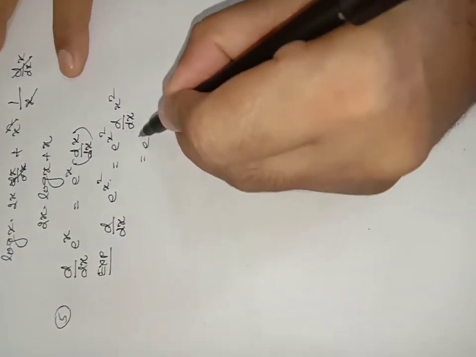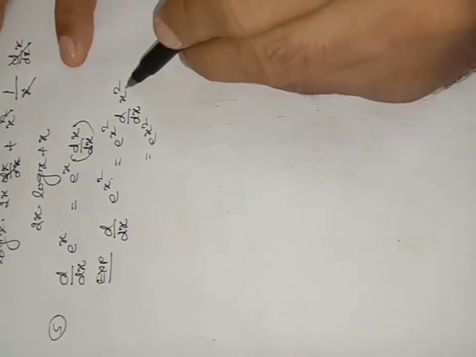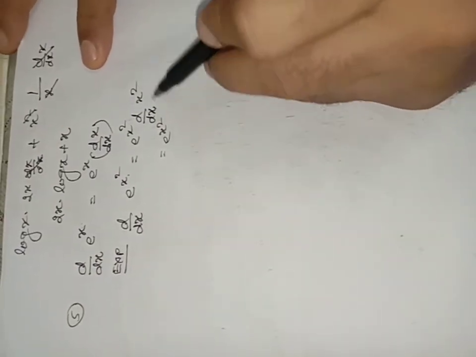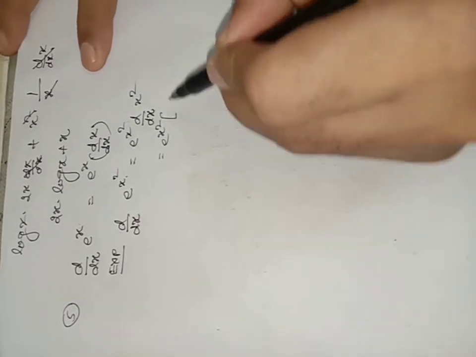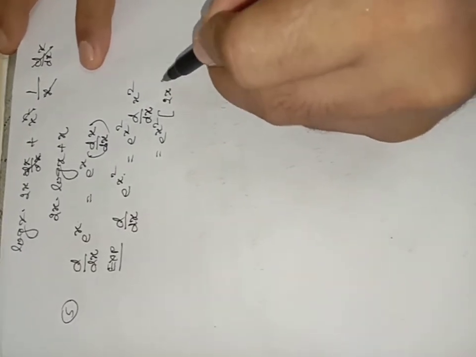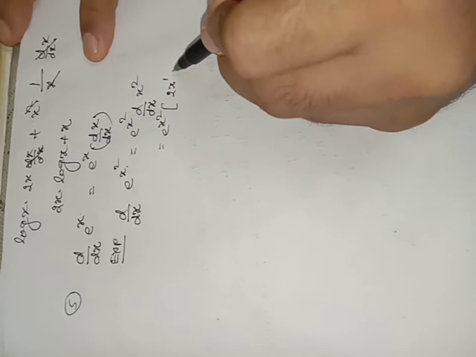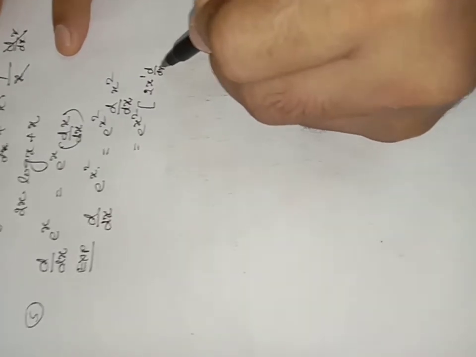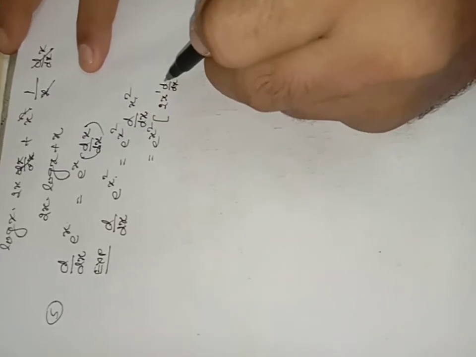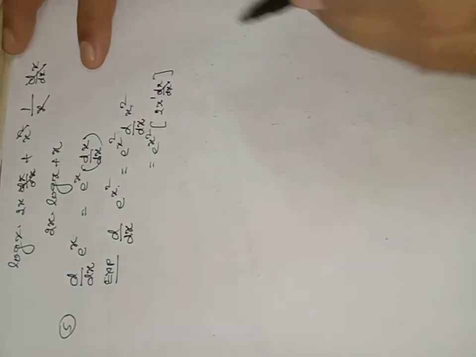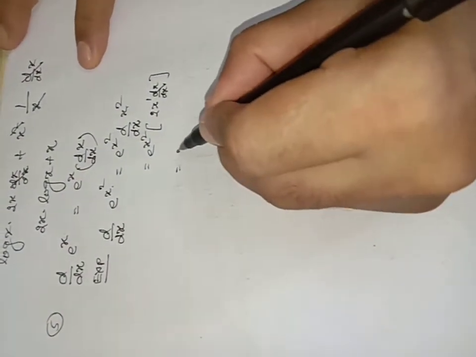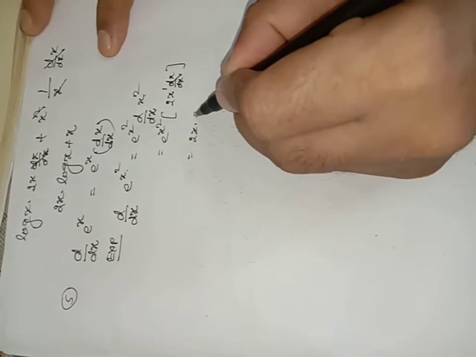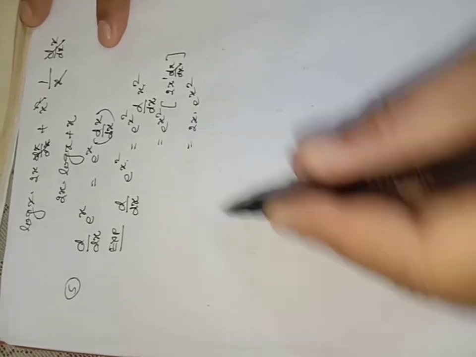So it is e to the power x square. Now differentiate x square with respect to x. Use the x power n formula here, and it becomes 2x power 2 minus 1 into d by dx of x. Instead of x, see here, x remains, so it gets cancelled. So your answer becomes 2x into e to the power x square.